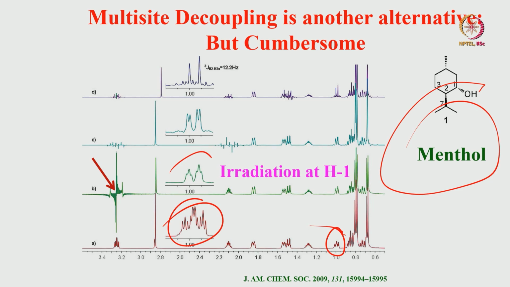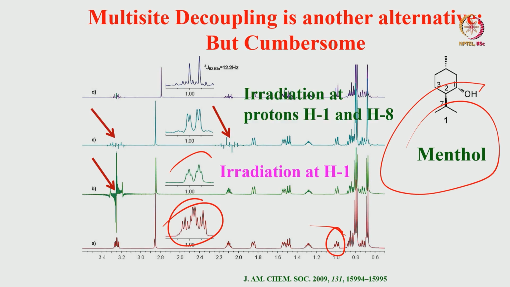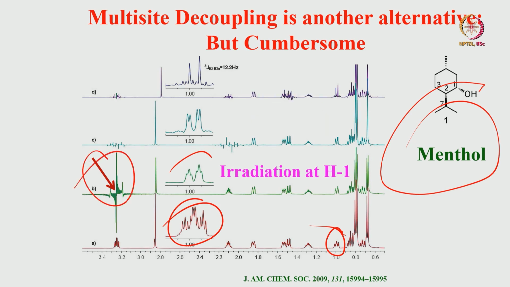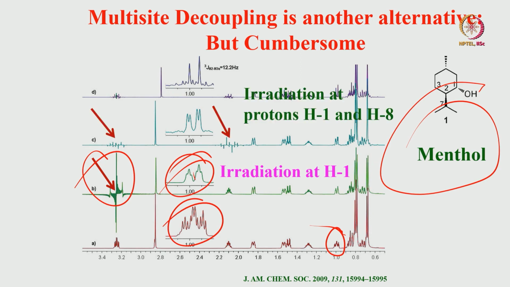Now I want to identify and simplify this complexity. We selectively irradiate proton H1 here, and you see changes here. This became a doublet of triplets. Further, selectively irradiate at protons H1 and H8, this is H1 and this is H8. See, now the complexity became much better. Instead of a doublet of triplets, it became a doublet of doublets.